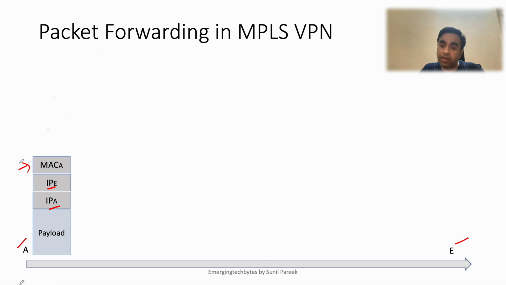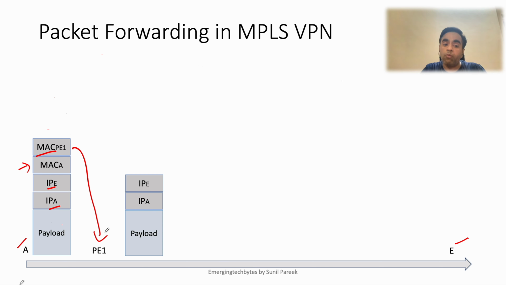Based on the previous analogy, feel free to pause this video and guess. I hope you did that. The destination MAC address will be the PE1 MAC address. So with that, the packet starts from A and it will reach PE1. When the packet reaches PE1, because the MAC address in the destination belongs to PE1, PE1 will process it.